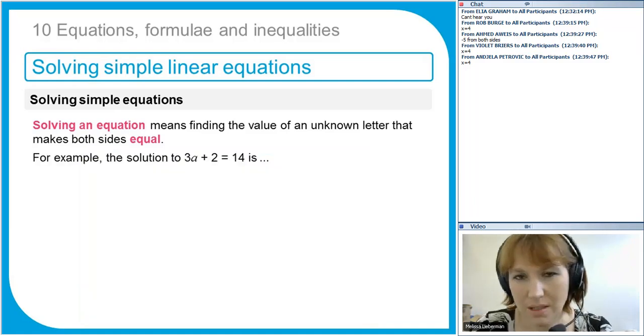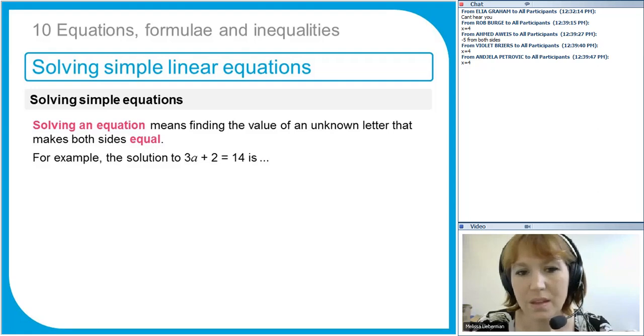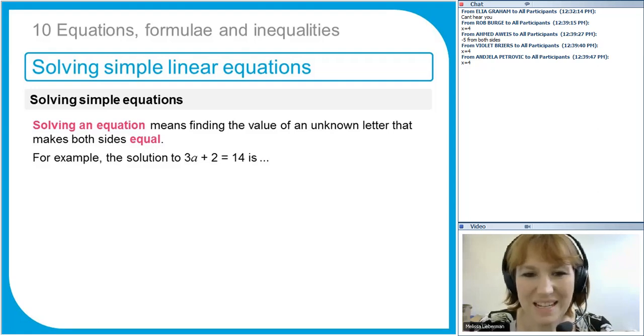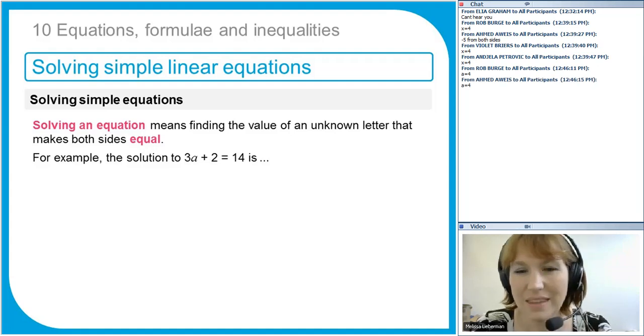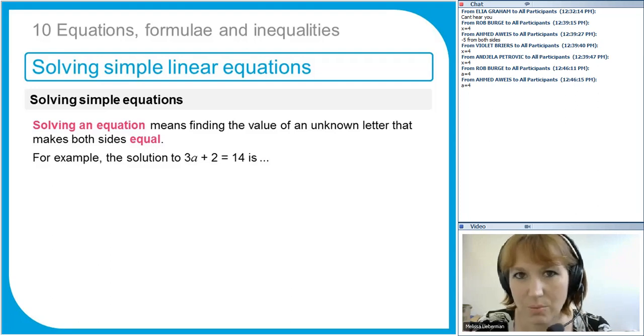So here's a slightly more complex example because 2 things have been done to this letter A. If you had something like 3a plus 2 equals 14, you've got 3 times a number. So it's a little bit like the problem I said earlier. I think of a number, multiply it by 3, add 2, and the answer is 14. So you can either think of it as reverse operations or undoing. You can start with 14, subtract 2 to get 12, divide by 3 to get 4. All of these seem to have 4 as the answer.